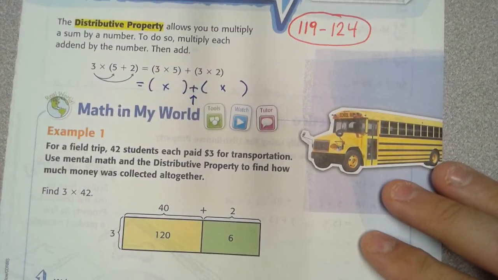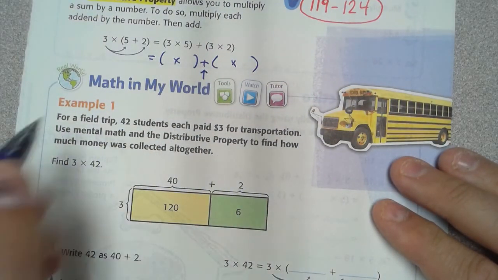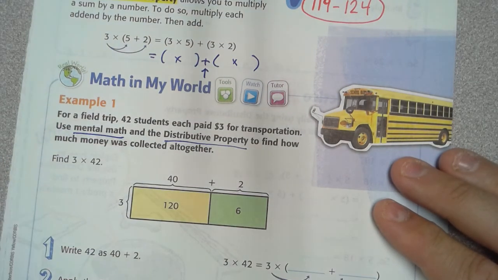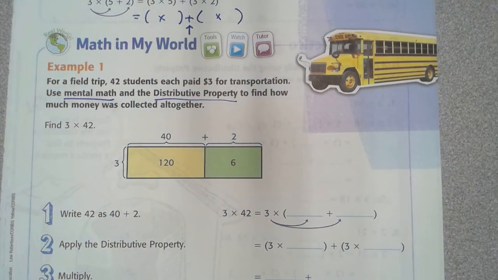So let's look at this first problem here. For a field trip, 42 students paid $3 for transportation. Notice it says use mental math and the distributive property to find out how much money was collected altogether. Now, mental math, to be honest with you, is good if you are just trying to estimate something, but you don't need an exact number. I don't want somebody who's putting my paycheck together to estimate or use mental math and give it to me. I want them to use an exact number.